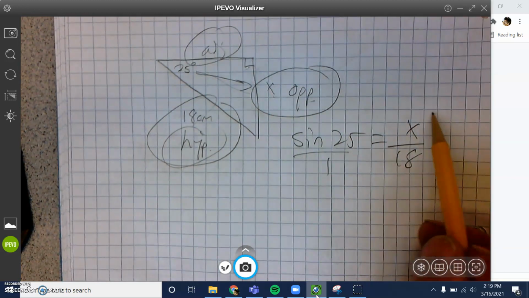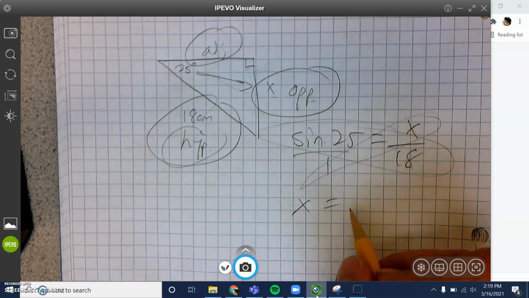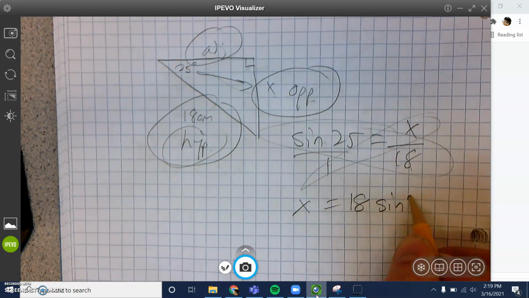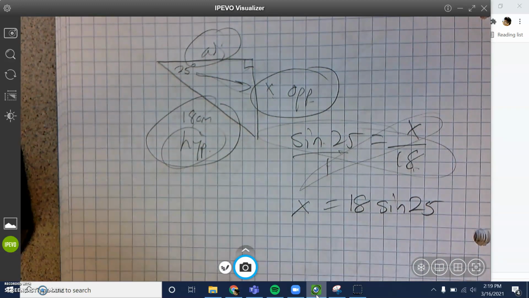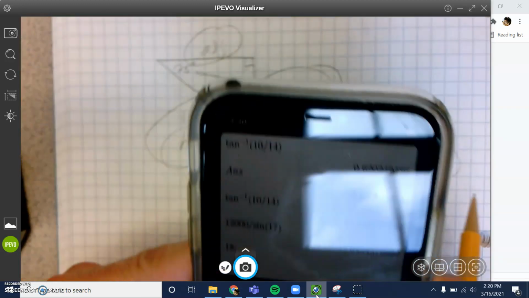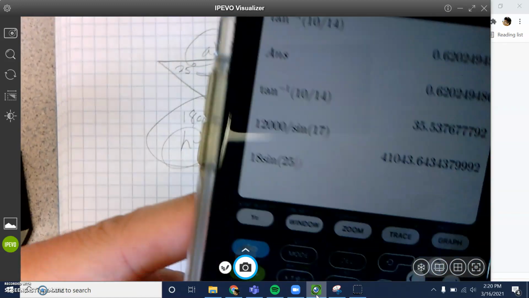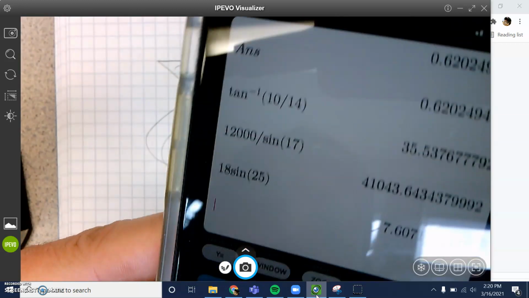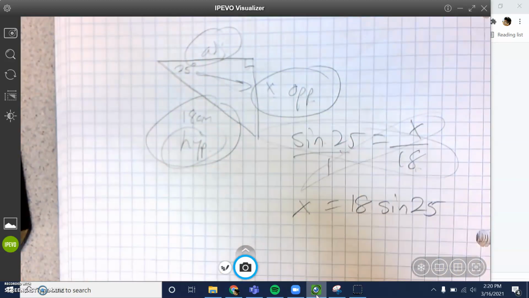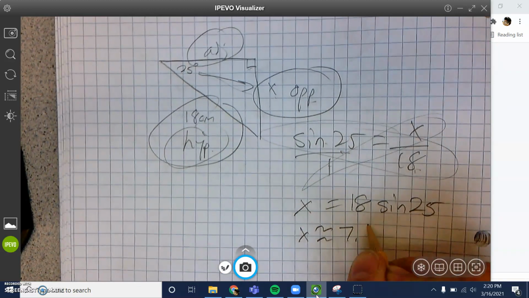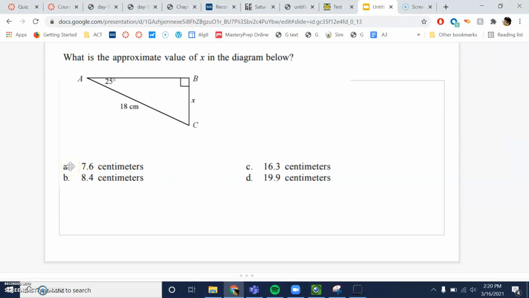All right, cross multiply. That's how you do it every single time, right? x times 1 is x. 18 sine 25. So I just calculated it. 18 times sine 25, like that. And you get about 7.6, 7.61, which would be A. Nice job.